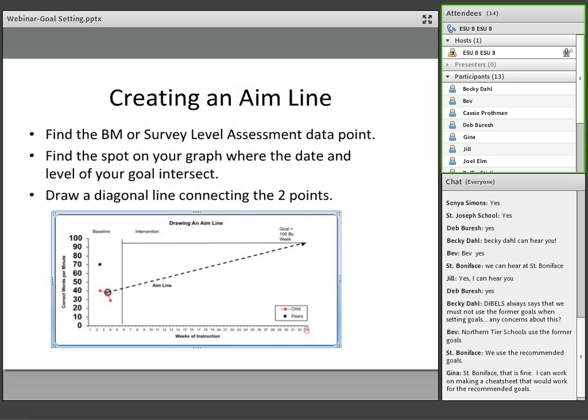And then you're going to find the spot on your graph where the date and the level of your goal intersect. So if it's by the first week in May, if that's when your next benchmark is, and the goal is 95 words, then you can see that that is where these two things are intersecting, right here. The date and the number, the goal. And then you just connect the two with a dotted line. And we usually bullseye the goal.